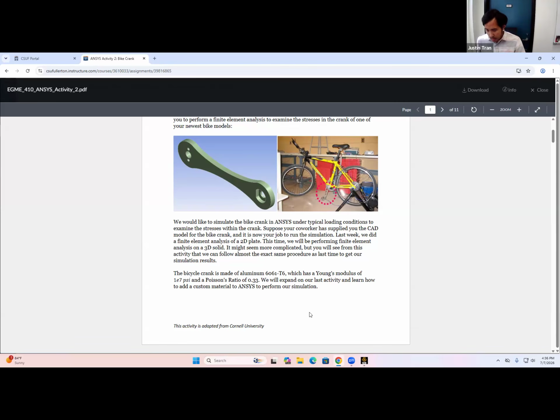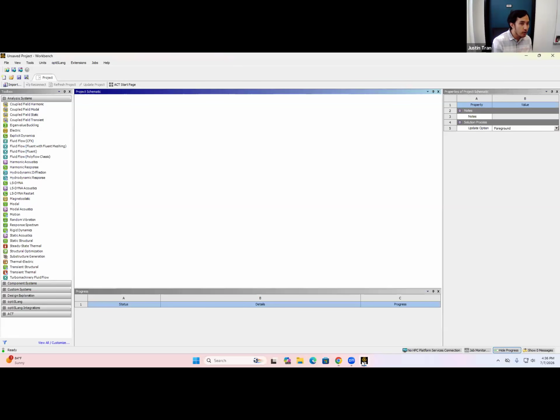So with that, we can go ahead and bring it up on my iPad here so I can follow along. Everyone was able to open up Workbench and has downloaded all the CAD files for the activity. All right, so let's go ahead and get started.